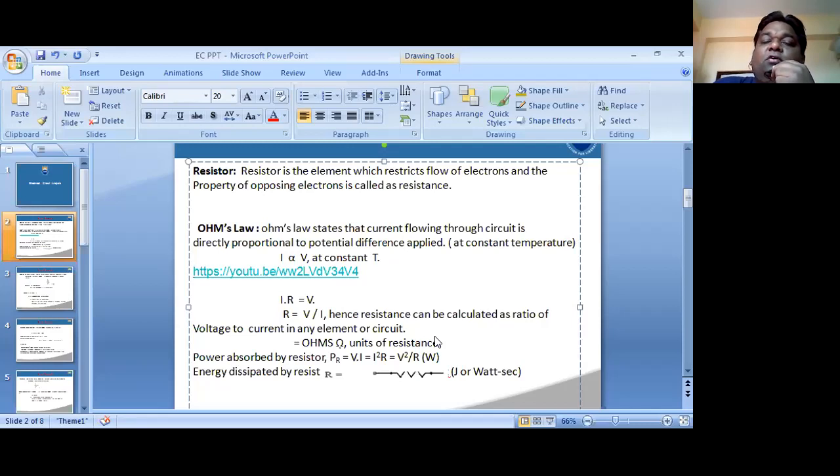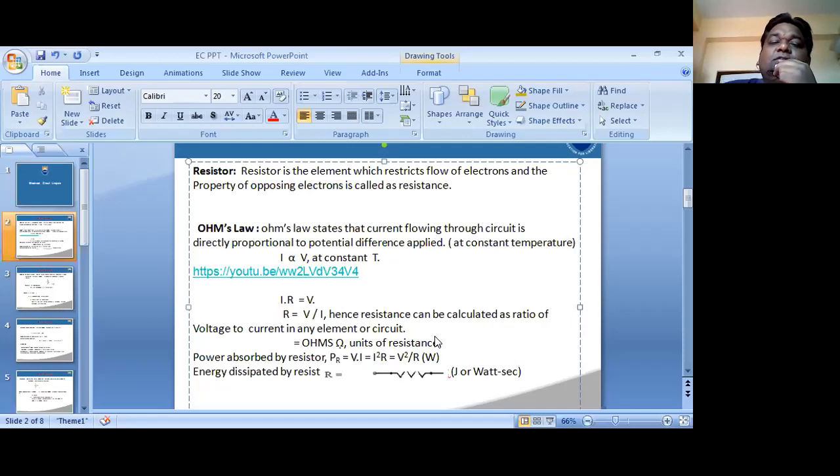If the number of collisions is more, then that material is a pure insulator, meaning near to an insulator. If moderate collisions are there, it is a semiconductor. And if zero collisions are there, then we can say that it is a pure conductor. So I'll conclude the resistor here.